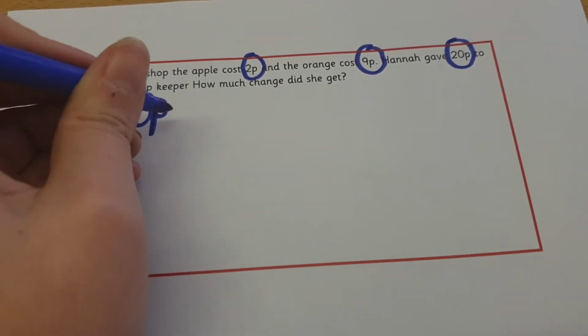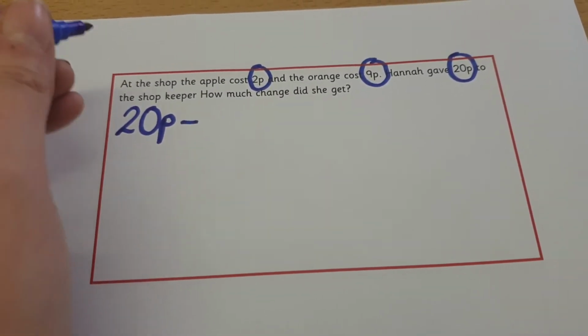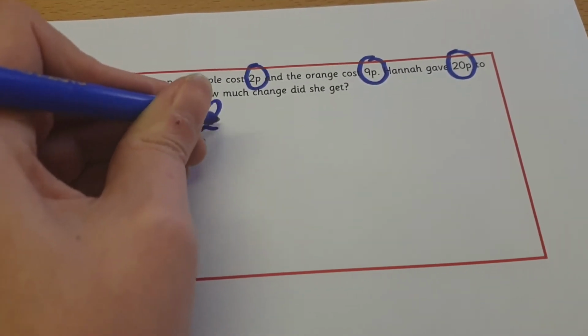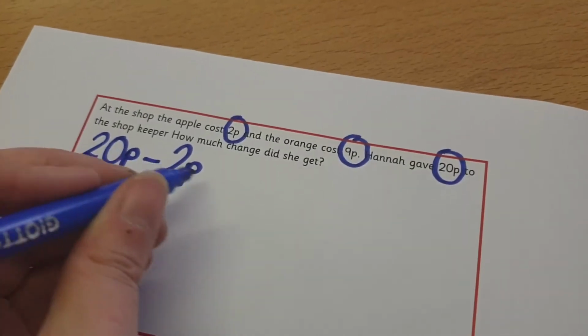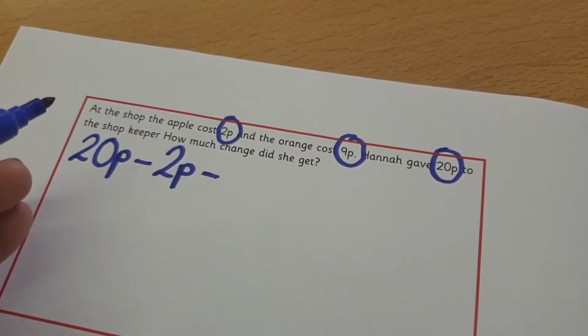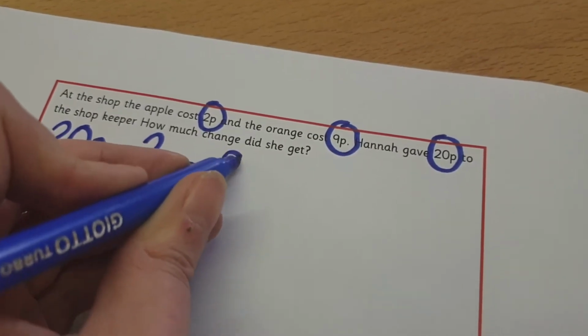And she bought the apple. So we've got to take away. How much was the apple? Well done. It was 2p. And then Hannah, who's very healthy, also bought the orange. So we've got to do another takeaway. How much was the orange? Well done. 9p.